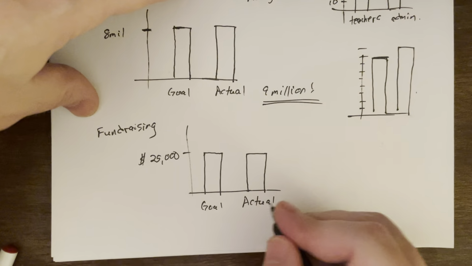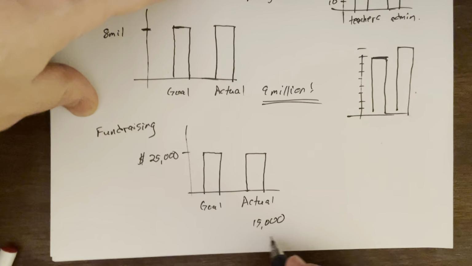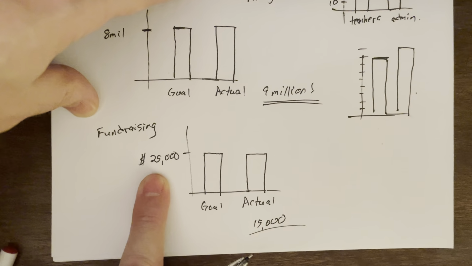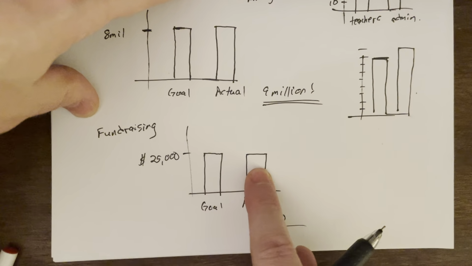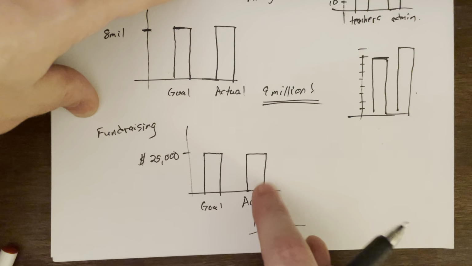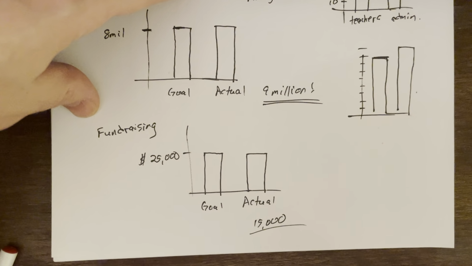So maybe we actually only raised $15,000. We're not even close to that goal. But according to this graph, that's accurate. It's less than the goal. So what I'm showing you is accurate, but it's misleading.